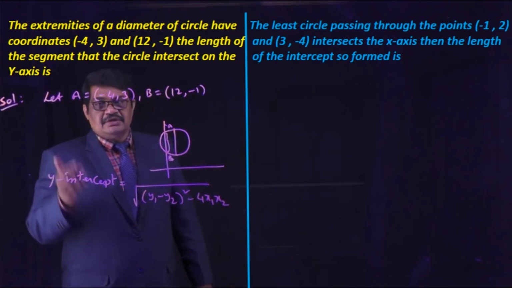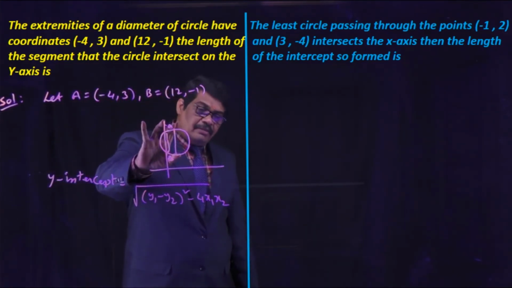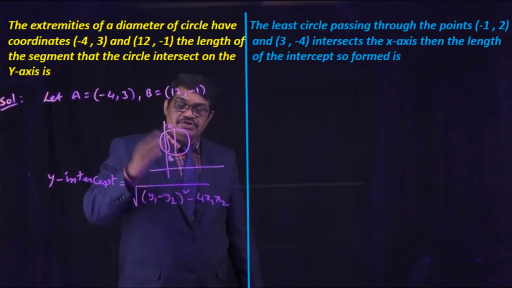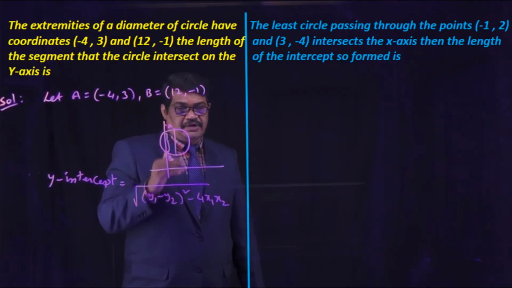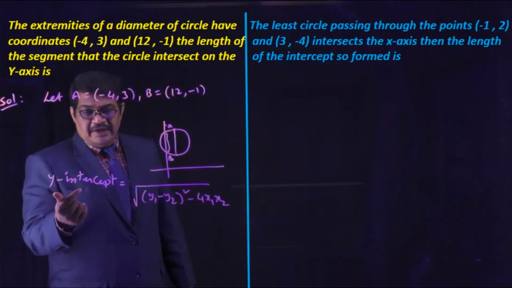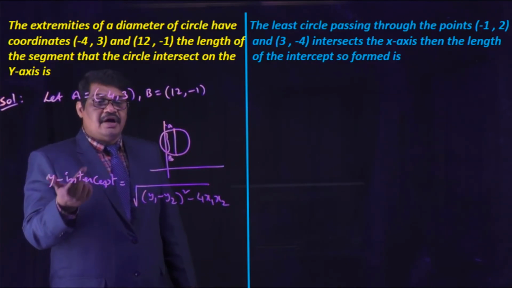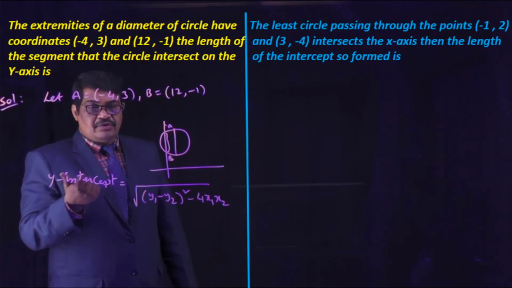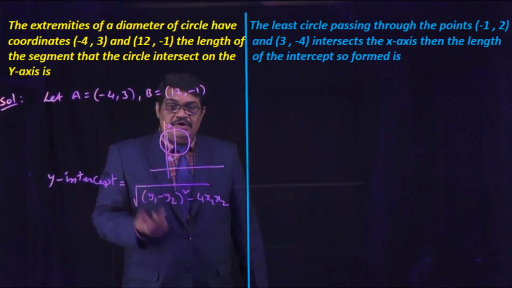The other method is to find the circle equation. These two are the endpoints of the diameter of the circle. Then, using the y-intercept formula 2 into root of f square minus c, that is one method. Another method is the direct formula for the y-intercept of the circle. If x1, y1 and x2, y2 are the endpoints of the diameter of the circle, then what is the y-intercept?